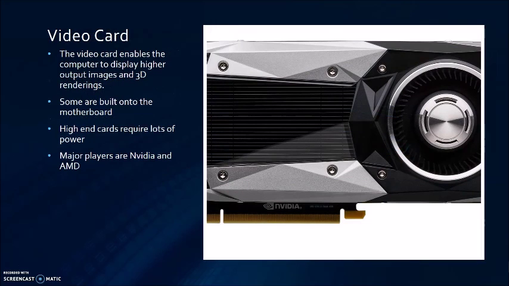Video cards. Video cards allow your computer to be able to display much loftier images, much higher quality, and allow you to play 3D games. Some are built straight onto the motherboard, and that's called onboard video. Anything that's high-end will plug into your motherboard, and it consumes a lot of power. Major players in the video card sector are NVIDIA and AMD.